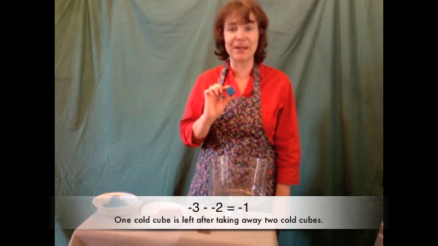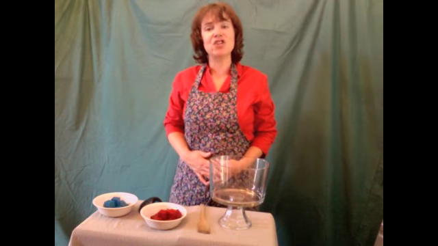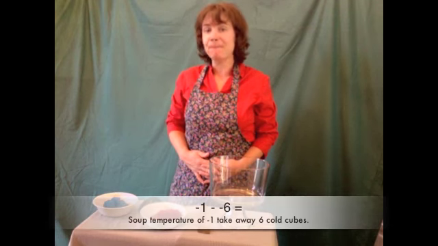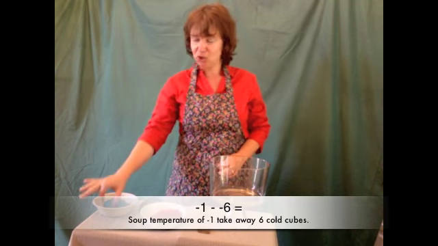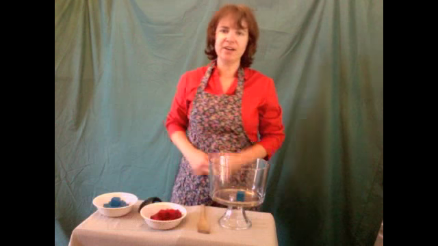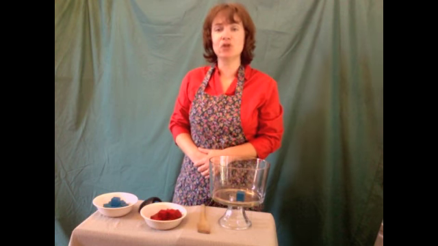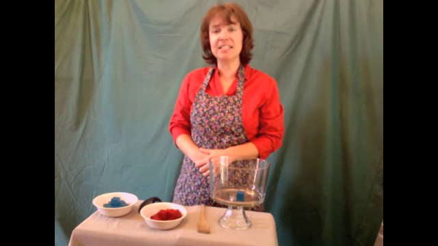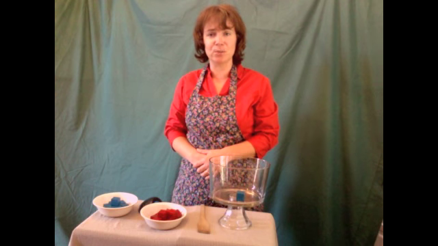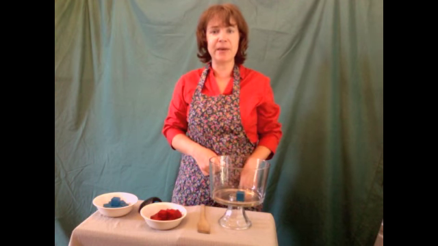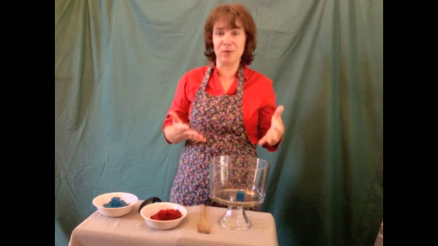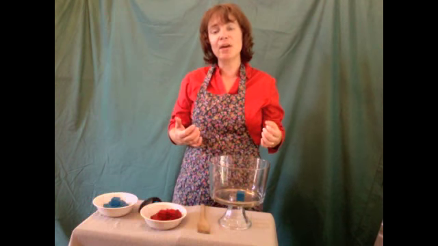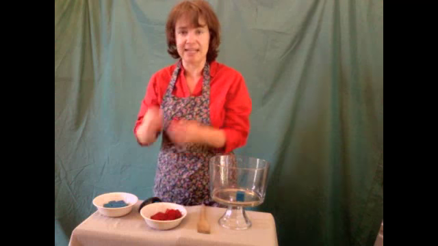Let's get a little harder. So let's try -1 minus -6. So let's first make our -1 soup. 1 in there, and then we need to subtract -6. We need to take away 6 cold cubes. Are there 6 cold cubes to take away? No, there's just 1. So we can take away that 1, but then we have 5 more we have to take away. So we're going to go ahead and make some 0 pairs. We're going to add some in here.